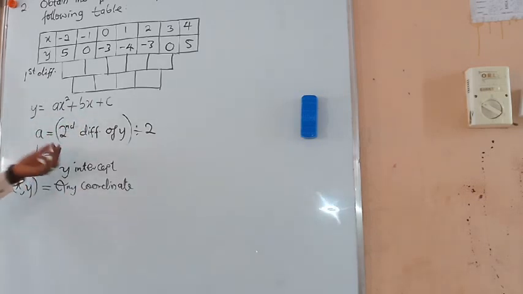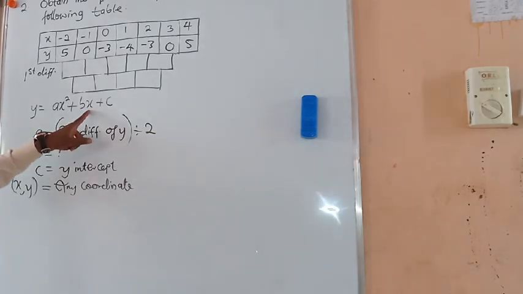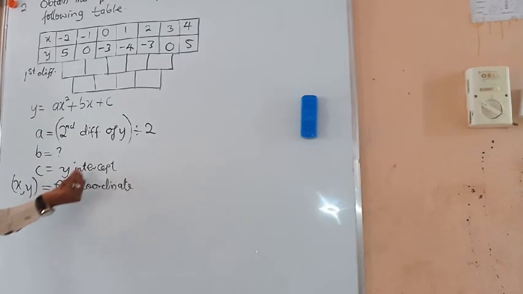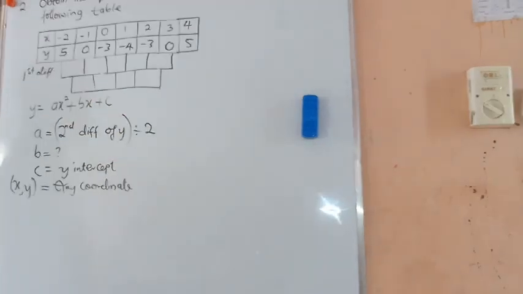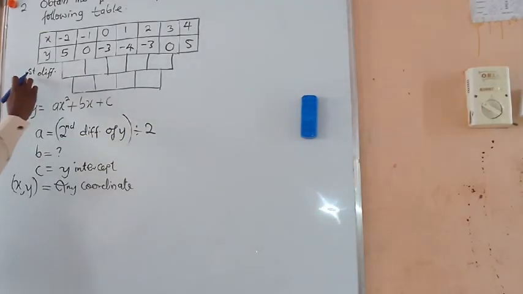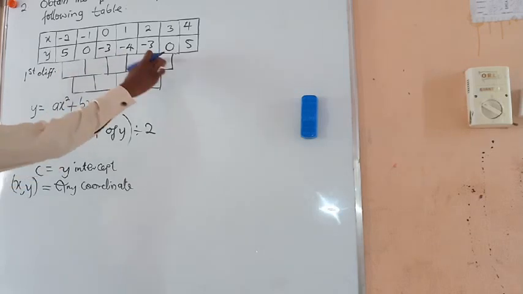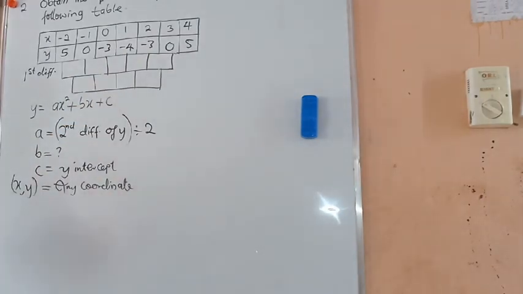For a, it is the second difference of y divided by 2, and b is the coefficient of x. And c can be obtained from the table as the y intercept, which is the value of y when x is equal to 0. Then x and y could also be obtained from each of these coordinates. So let us begin with the first difference. This is the row we are going to insert the first difference.